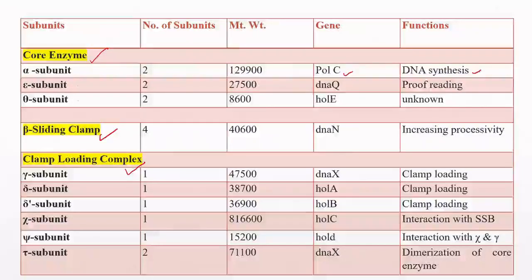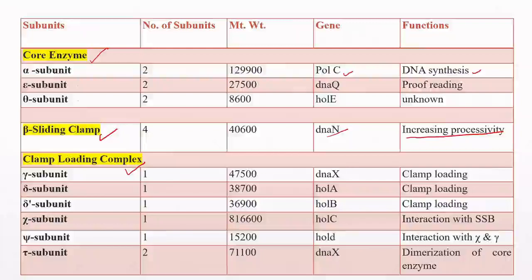Then comes the beta sliding clamp. The beta sliding clamp has a molecular weight of 40,600 Daltons. It is encoded by the DNA N gene. And the major function of the beta sliding clamp is to increase the processivity. The processivity of DNA polymerase III is infinite. That means DNA polymerase III binds to the template and it will not detach from the template until the complete synthesis of DNA takes place.